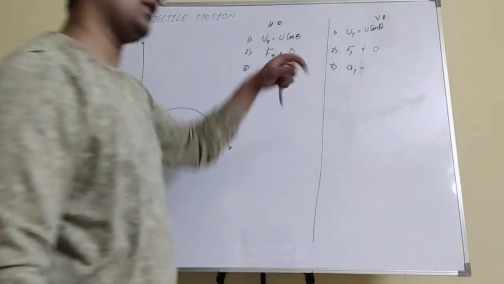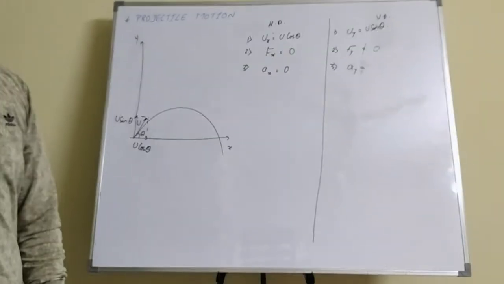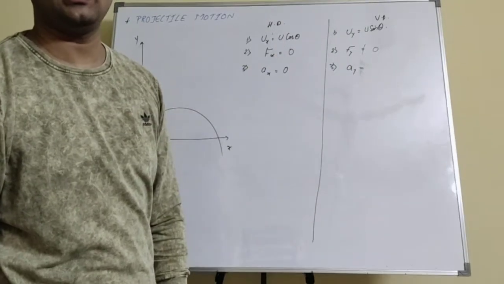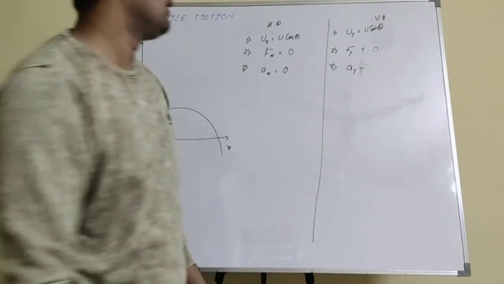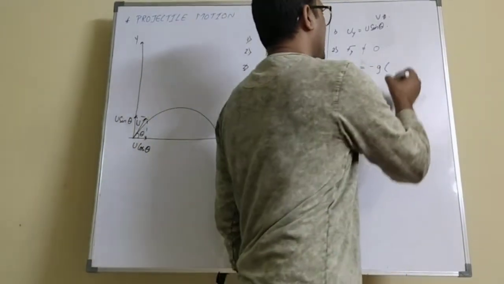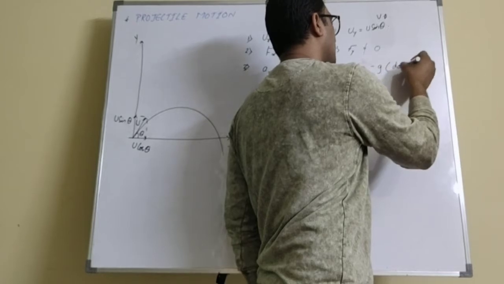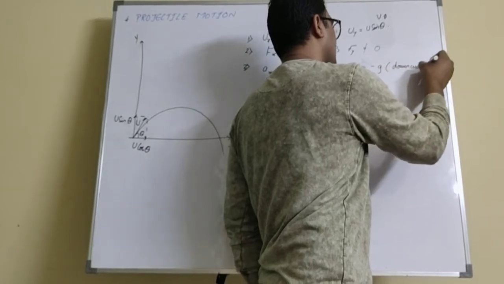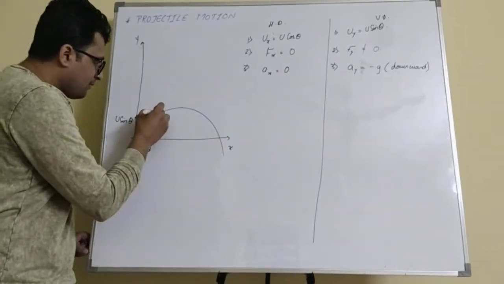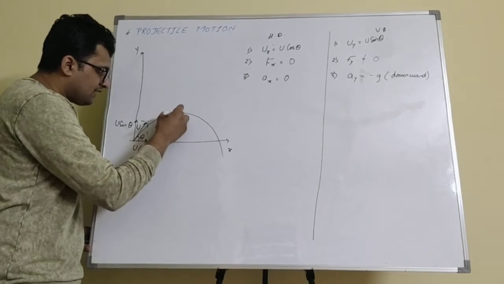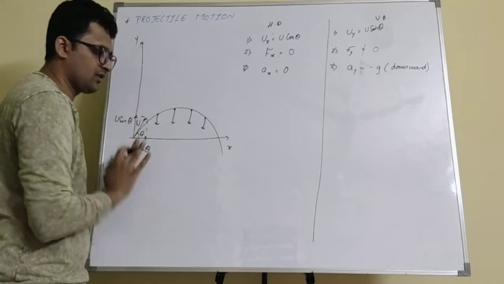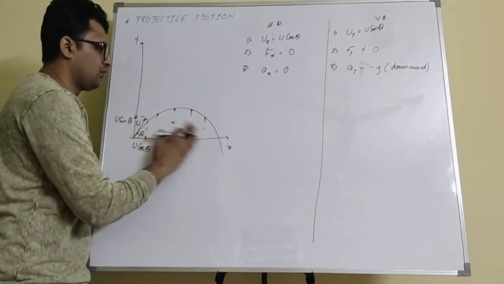Which force is acting on the object? Gravitational force. So its acceleration will also be acceleration due to gravity. It is given by minus g. What does this negative sign indicate? That acceleration is downward. So at every point the acceleration acting on this projectile is vertically downwards. Clear? Now let's move ahead.